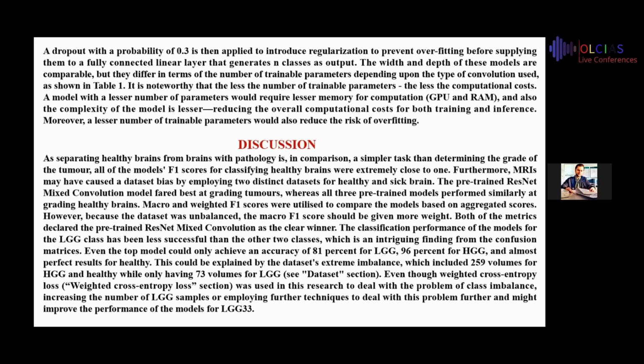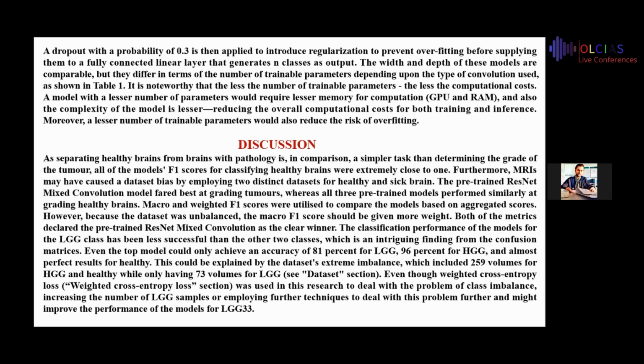So furthermore, MRI may have caused a dataset bias, implying 2 distinct datasets for healthy and sick brains. The pre-trained ResNet mixed convolution model fared best at grading tumor, whereas all 3 pre-trained models performed similarly at grading healthy brains. Macro and weighted F1 scores were utilized to compare the models based on aggregated scores. However, because the dataset was unbalanced, the macro F1 scores should be given more weight.